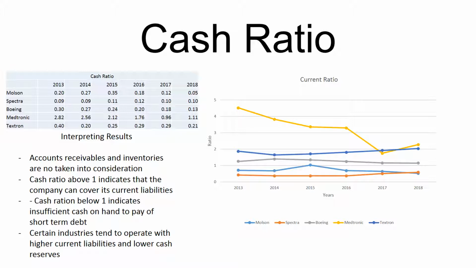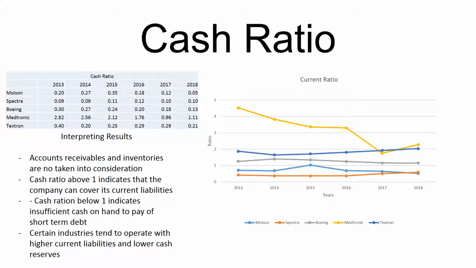Alright, so when analyzing the cash ratio of these five companies, we can clearly see that four out of the five companies, except for Medtronic, had a cash ratio below 1 for the last 5 years. This pretty much means that all these four companies, Molson, Spectra, Boeing, and Textron, had insufficient cash on hand to pay short-term debt. On the other hand, if we focus on Medtronic, we can see that even though it has decreased over the years, Medtronic managed to keep a cash ratio above 1 for the last 5 years, meaning that Medtronic had enough cash to cover its current liabilities.